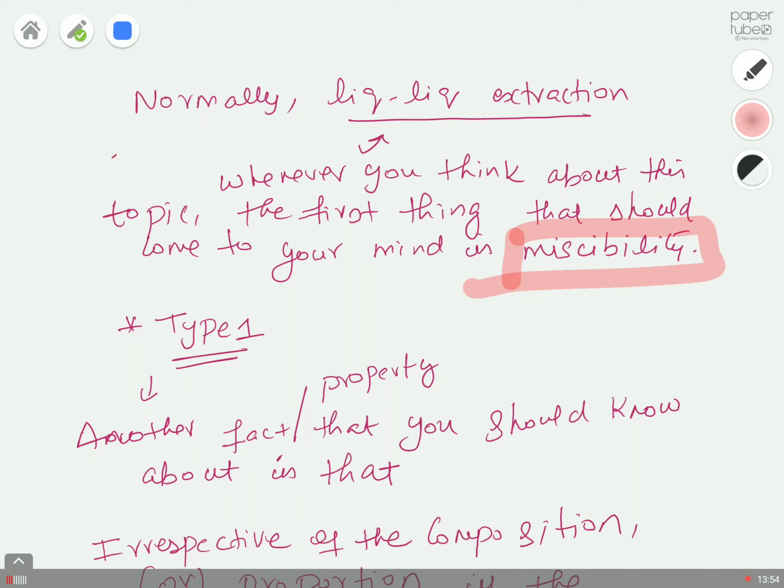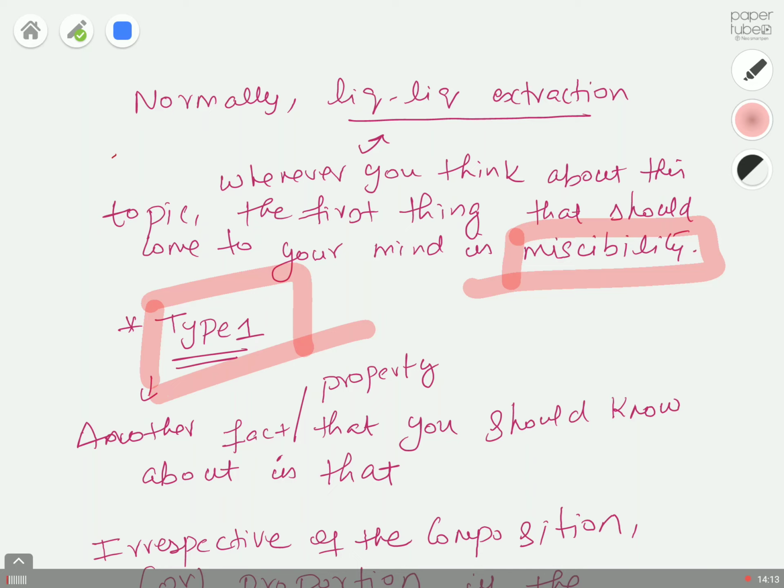To see phase separation, the liquids should be immiscible or partially miscible. So you should always keep these things in your mind. Just a reminder, we are going to deal with type 1.